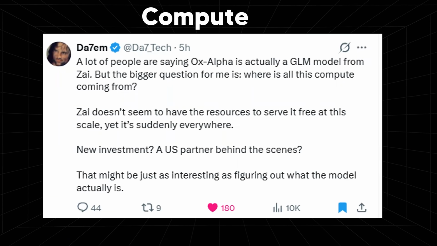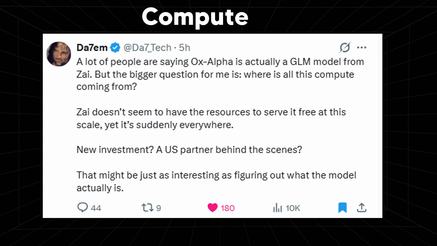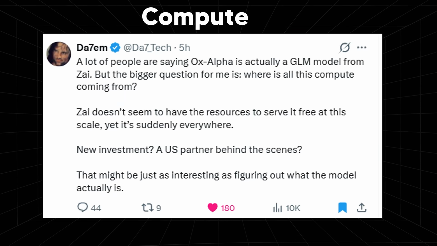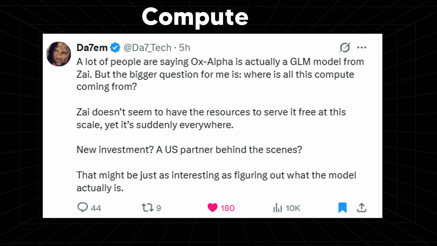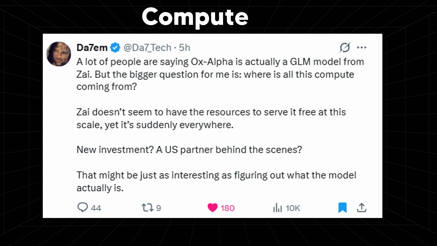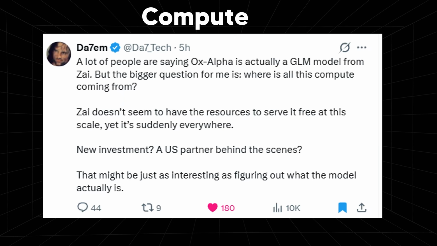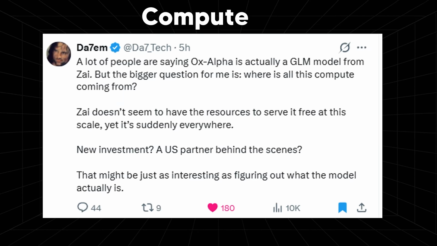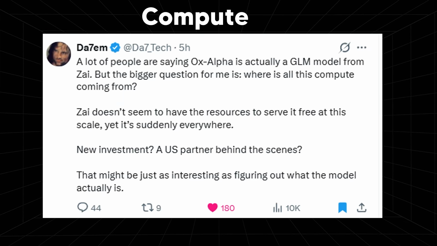Now, what's interesting here is that they're asking, is this a new investment, a new US partner behind the scenes? That might just be as interesting as figuring out what the model actually is. And that is fairly true. If you do have effectively unlimited compute in this era, you can maybe not steamroll your competition, but move very quickly when it comes to the AI race.